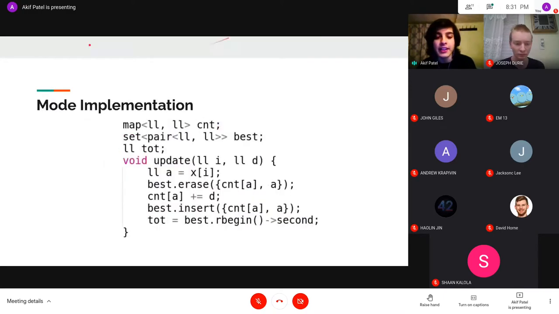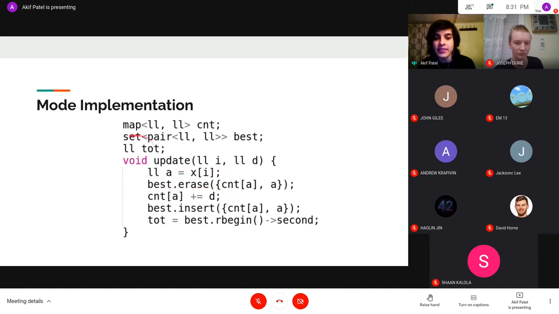So I just wanted to give an update function for the mode implementation, just so you see what's happening there. This is the O(log n) version, which uses a set. Okay. So we're updating by adding an index. We're adding or deleting an index, and d tells you whether we're adding or deleting, right? So we look at the value at that index, right? So we look at the value, and then we do a couple things.